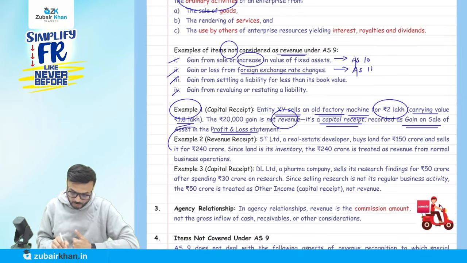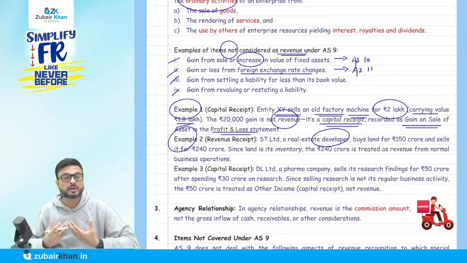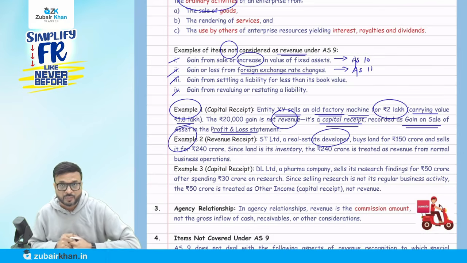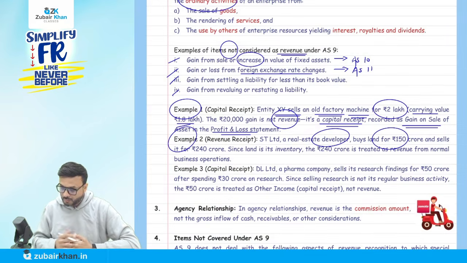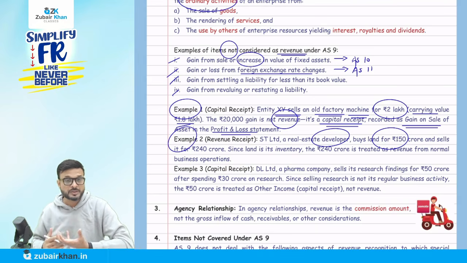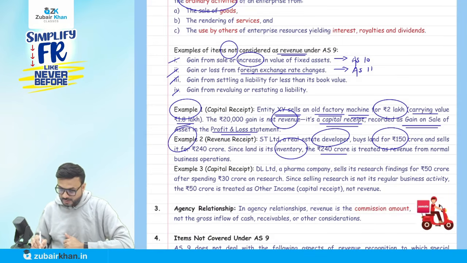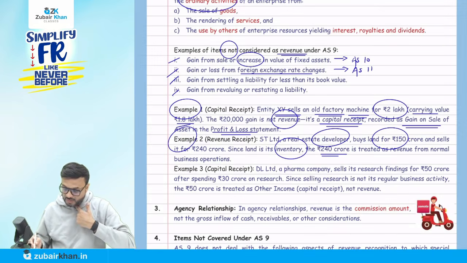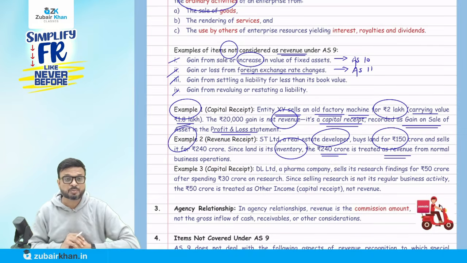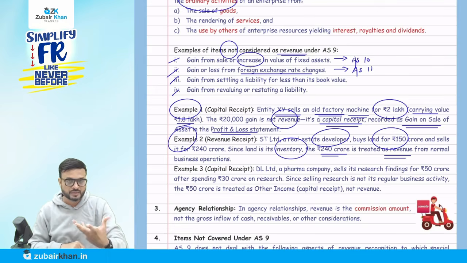Then example number 2. ST Limited is a real estate developer. They are a developer, which means that is the nature of their business: real estate. Now they buy land for rupees 150 crore and sell it for rupees 240 crore. So they made a profit of 90 crore. This land is their inventory because it is their nature of business. So the 240 crore is treated as revenue from normal business operations. You may say, no sir, they sold land, and land is PP. I agree with you, but it is their nature of business. So when it is their nature of business, it is a revenue received for them.